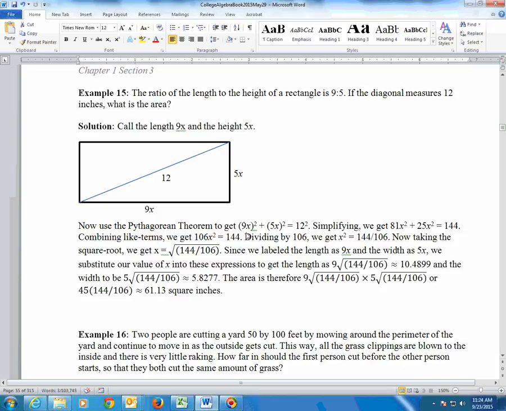So now squaring this, 9x squared is 81x squared, and this quantity 5x, that quantity squared gives you 25x squared, and 12 squared is 144. Combine like terms here, you get 106x squared equals 144, and at this point you could do it on Excel, or you could do it by hand. Dividing through by 106, you get x squared equals that fraction right here, and if you do it on a calculator, don't round these values till the end, so just leave it 144 divided by 106, and continue on with your calculations.